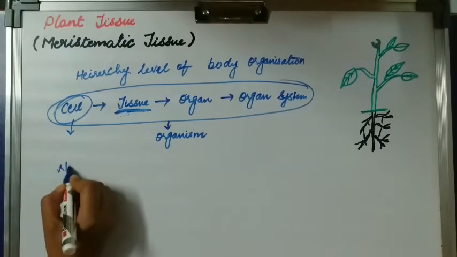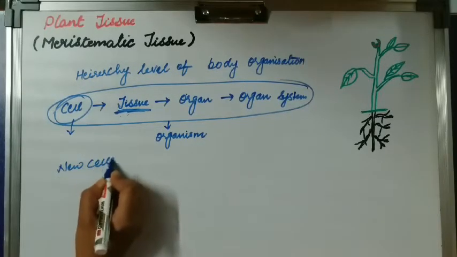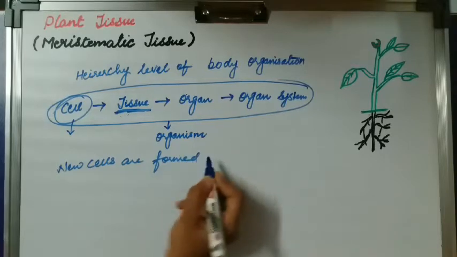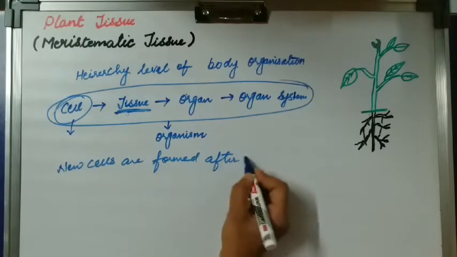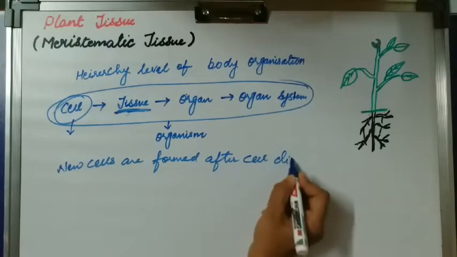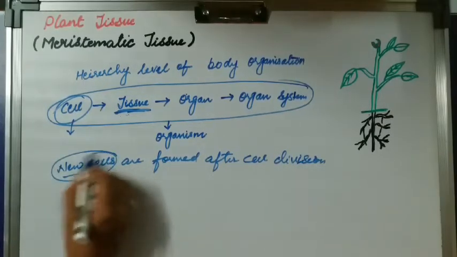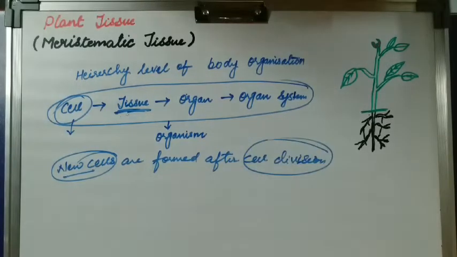See, the new cells are formed after the cell division. It is clear to you all. After every cell division, new cells are formed. They are normally undifferentiated at that time. They normally become enlarged and get specialized for a particular function.